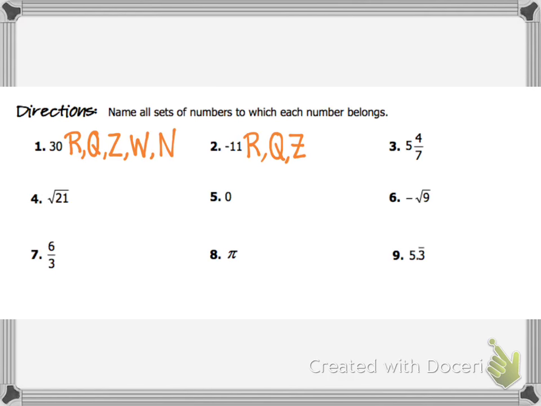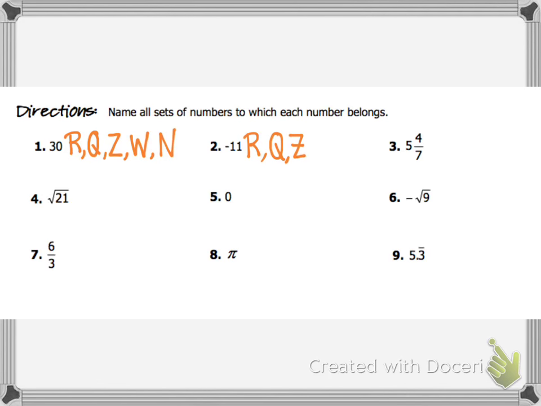And that's as far as I can go. It is not a whole number because it's negative. And if it's not a whole number, then I can't say that it's a natural number. It would have to be a whole number to be able to be a natural number. All right, let's look at number 3.